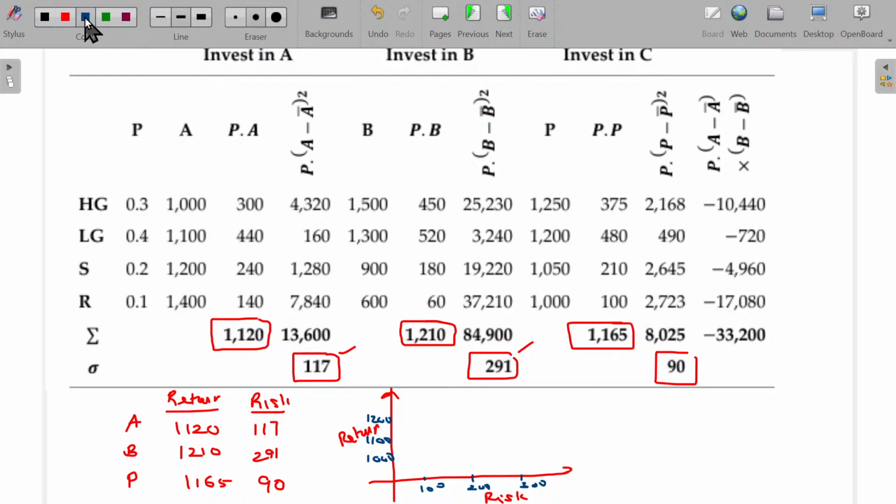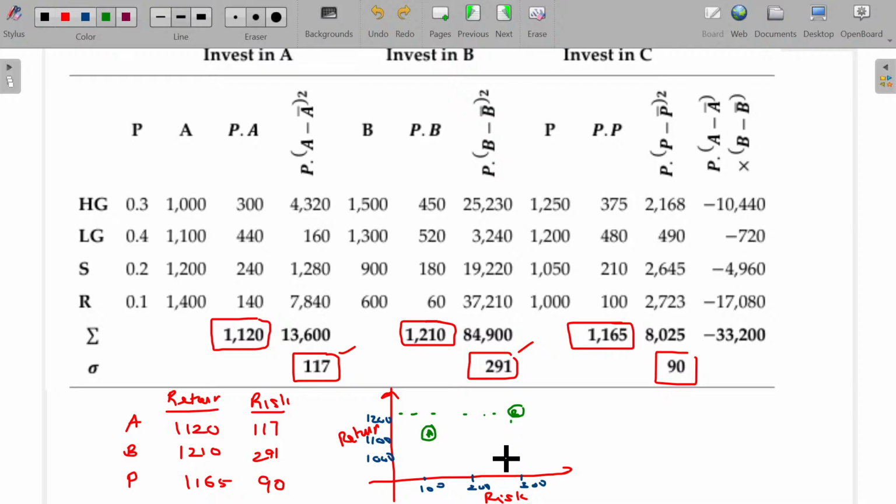In case of A, my return is 1120 and my risk is 117, somewhere here. This is A. Am I right? If you invest in B, my return is 1210, but risk is 291. If I invest here, this is B. More than 1200 and risk is also more than 290. This is the scenario of B.